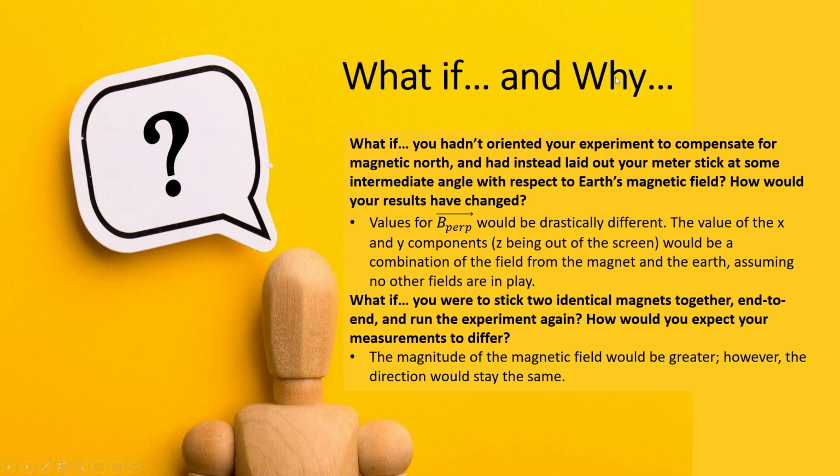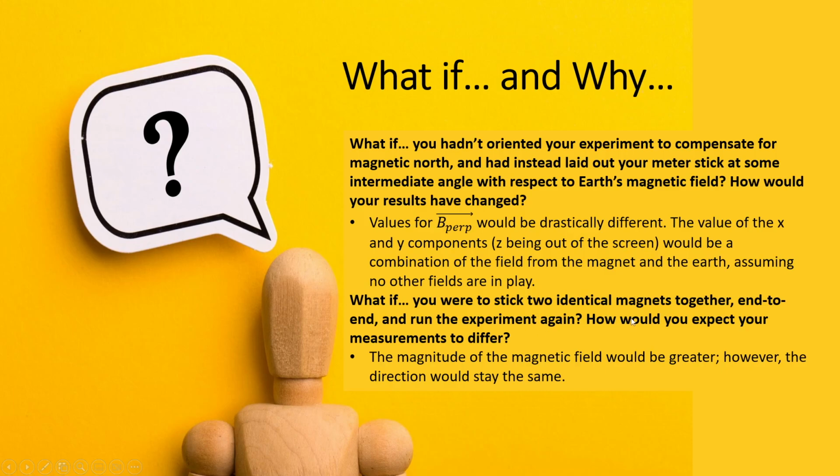What if and why? Well, just two what ifs for this lab. What if you hadn't oriented your experiment to compensate for magnetic north and had instead laid out your meter stick at some intermediate angle with respect to Earth's magnetic field? How would your results have changed? So the values for B perp would be drastically different. The values for the x and y components would be a combination of the field from the bar magnet and the Earth, assuming no other fields are in play.